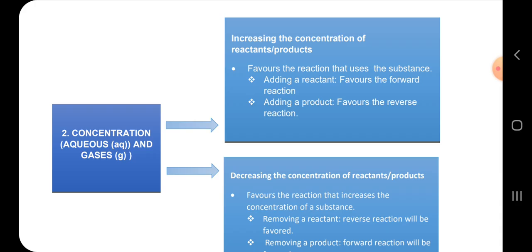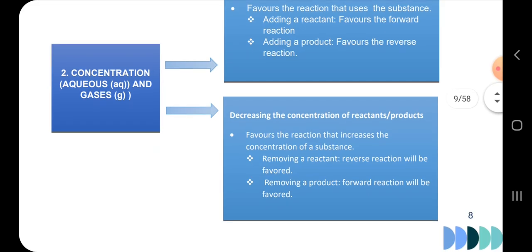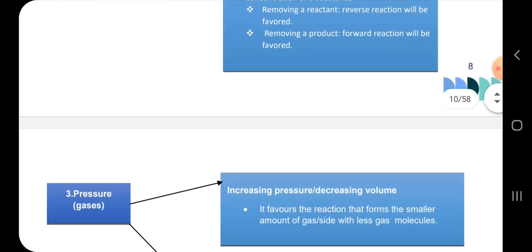Now, decreasing the concentration favors the reaction that increases the concentration of a substance. So with decreasing the concentration of a reactant or a product, the system is going to favor the reaction that increases the concentration of that substance. So removing a reactant, you are decreasing the concentration of a reactant, the reverse reaction will be favored, and when you are decreasing the concentration of a product, the forward reaction will be favored. I hope you understand, guys. I'm trying to make this as easy as possible.